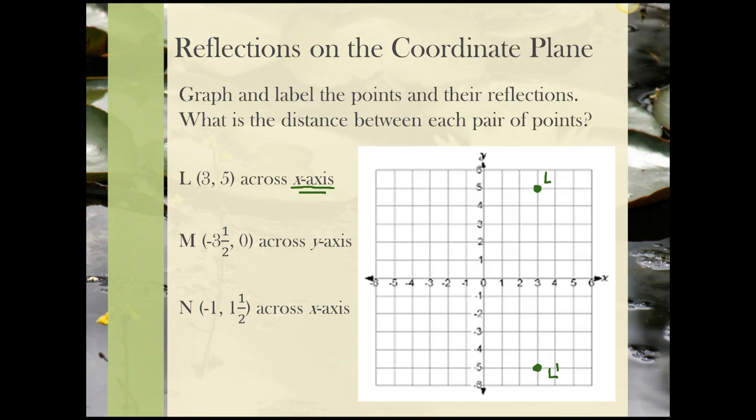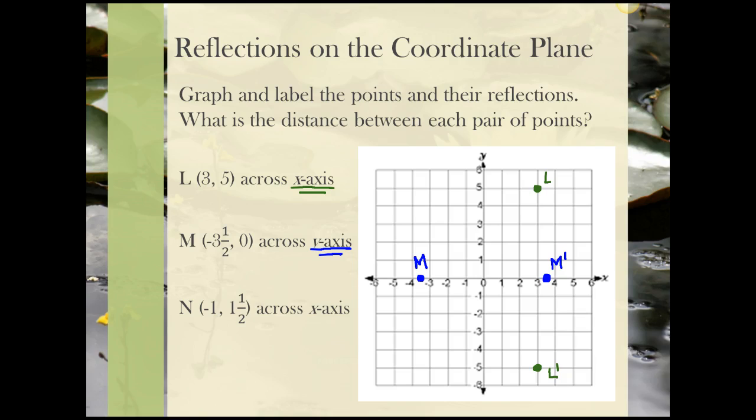Next, let's graph M. To graph M, we'll go -3 1/2 units on the x-axis, so that'll put us between -3 and -4, and then we go 0 on the y-axis. That means that we're going to land right on the axis, and this will be point M. We're asked to reflect this across the y-axis, so that means we'll be on the other side of it, 3 1/2 units. I'll put my reflection on the other side, and that is M prime.